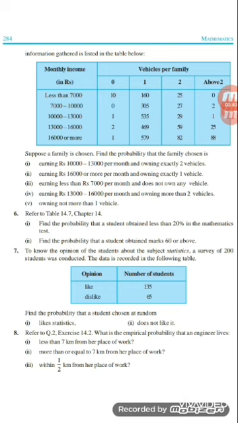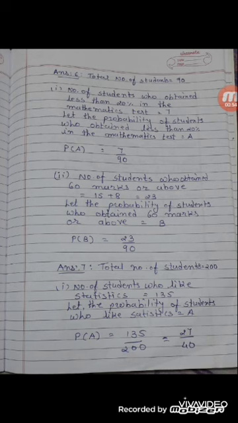To write this answer, we have to see the table first and then we discuss it. Now we write the answer. This is answer number 7. Here the total number of students is equal to 200. First, the number of students who like statistics is equal to 135. Let the probability of students who like statistics be A. It means P(A) is equal to 135 upon 200 is equal to 27 upon 40.